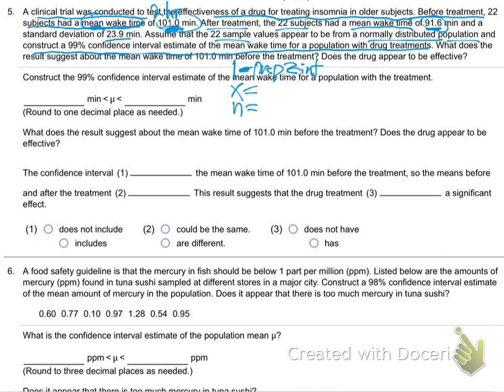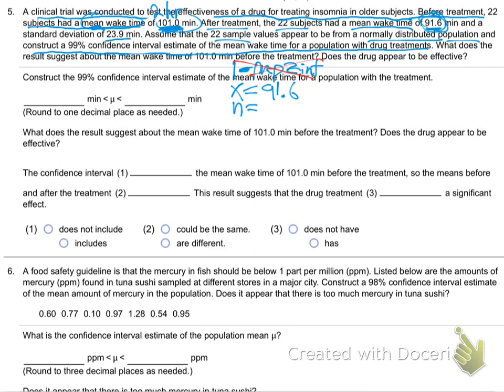So what's the x? What's the number of minutes of wake time? 91.6. That's after the drug. We're trying to find out what the drug does. We don't care about the original 101. That was before they'd been given this drug. So now I'm supposed to make that a, whoops, I just realized I'm doing the wrong thing. It's not a 1 proportion z, because it's not a proportion.